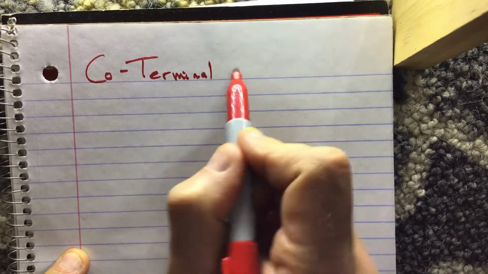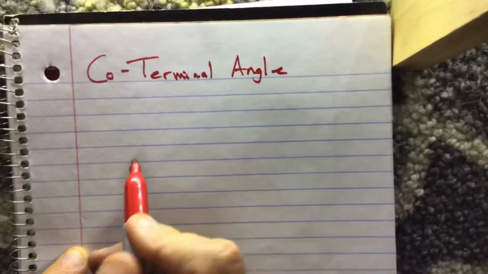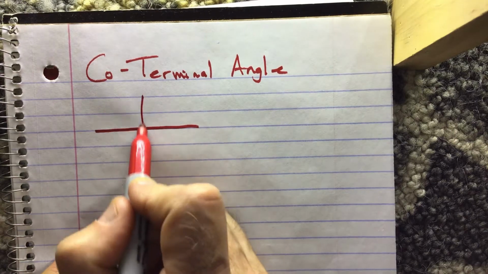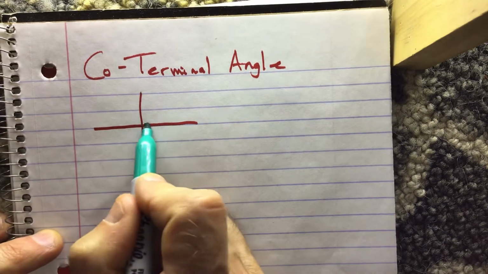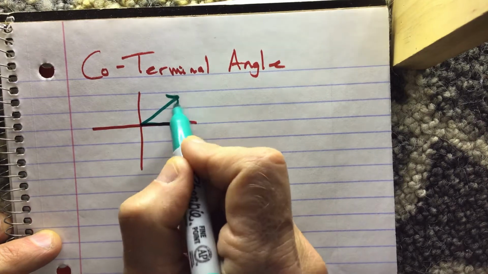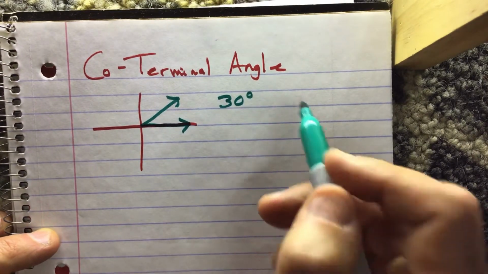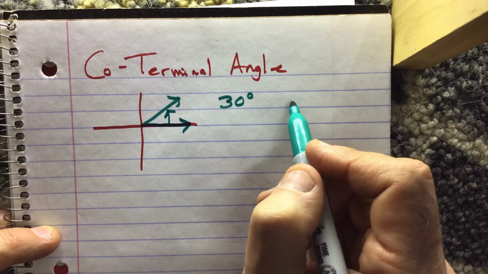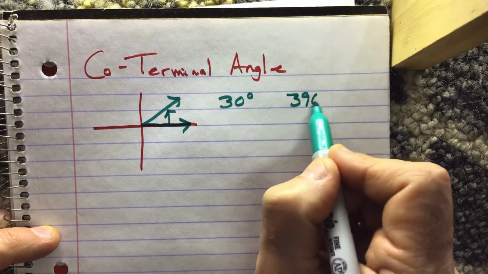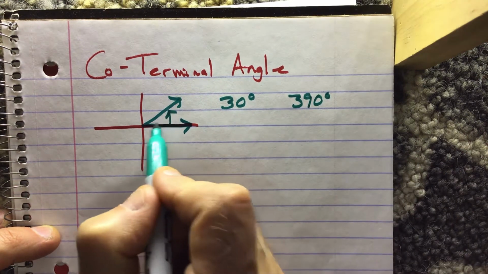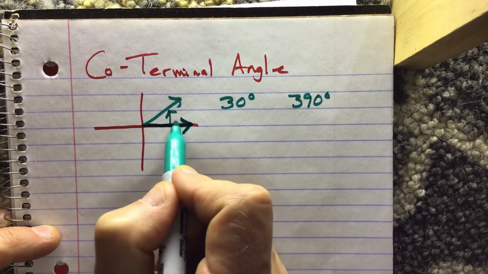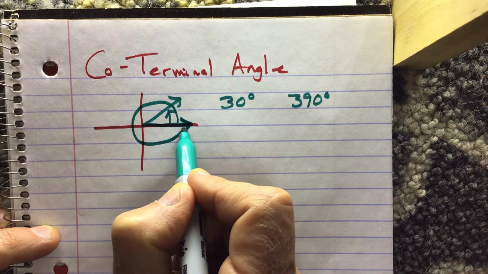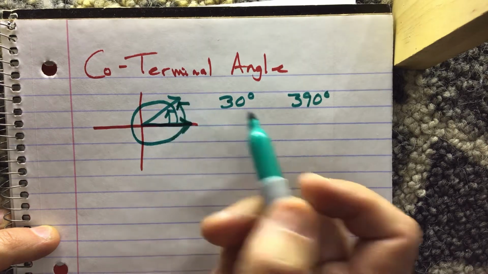Coterminal angles are angles that look the same. In other words, if I was to draw, let's say, a 30 degree angle, so it looks like this from here to here. If you were asked to draw a 390 degree angle, you would start here. You would go all the way around the circle 360 degrees and then 30 more, and you'd end up in the same place.